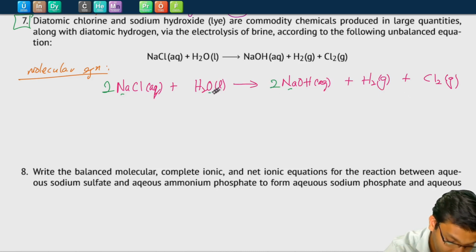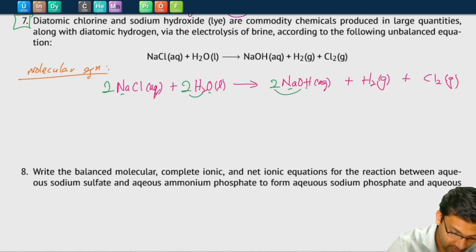We have 2 H's on the left and 4 H's on the right, so we need to make that a 2. Yeah, so 2 times 2 is 4. We have 2 times 2 H's here, 2 H's in the hydrogen, that's 4. Alright, now let's look at oxygen. We have 2 oxygens on the left, 2 oxygens on the right, so that's all balanced. So now our molecular equation is balanced. Let's delete some of these extra marks that I've added.